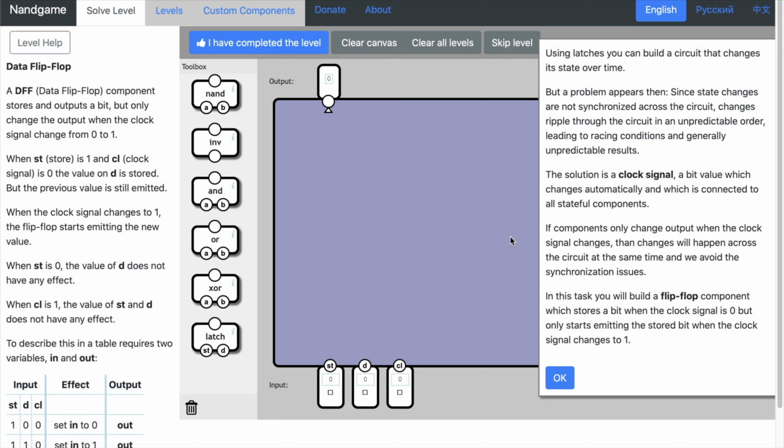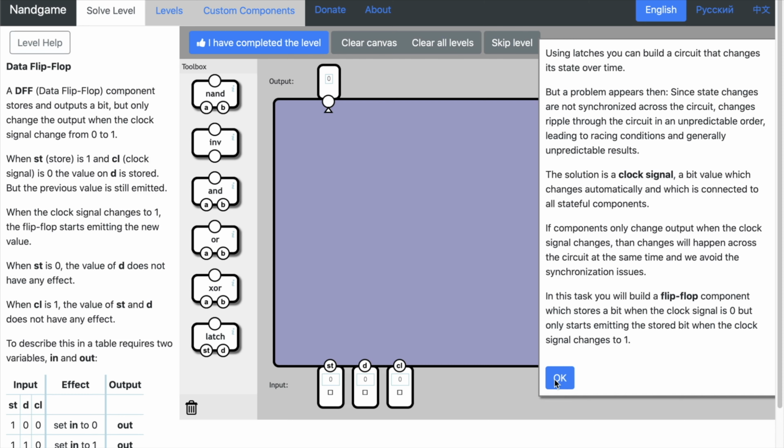Using latches, you can build a circuit that changes its state over time. Here they explain that since state changes are not synchronized across the circuit, you can't predict the order in which they're going to happen. So we're going to use a clock signal. This is how much time the circuit has to stabilize, and only when the clock signal reaches a certain place are we willing to use the value. Our task here is to build a flip-flop, which stores a bit when the clock signal is 0, but only starts emitting the stored bit when the clock signal changes to 1.